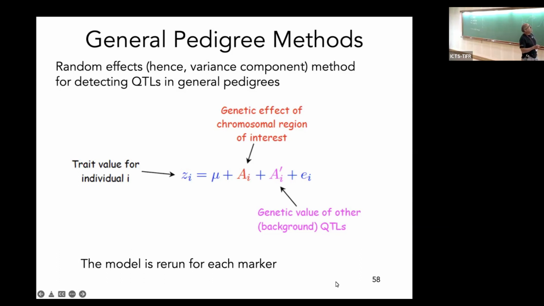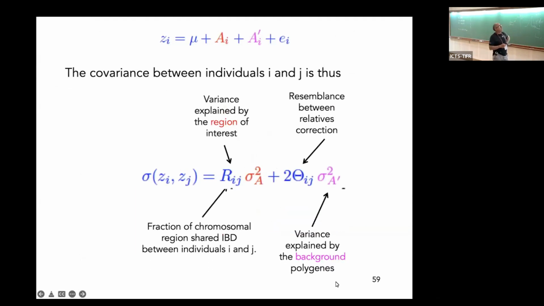I have individual i, and I have a chromosome region of interest. I'm going to call the effect of that region A_i, and I'm going to try to compute a variance for that region over my sample. Then I've got the background, everything else. So how do I run this model? This is by Goldgar originally. What this model says is I look at the covariation between individuals i and j. Sigma squared A is the additive variation associated with the region I'm looking at.